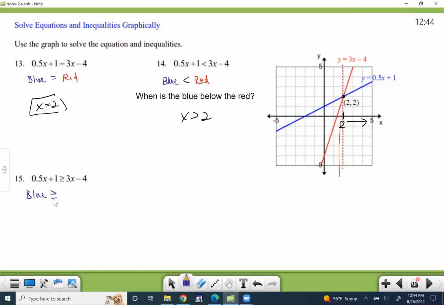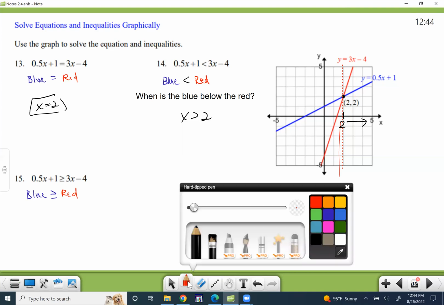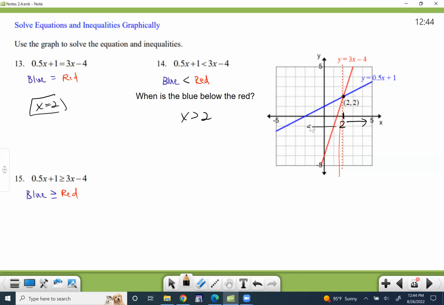If we look at number 15, now we want to know, when is the blue greater than or equal to the red? Well, the blue is greater than the red on the other side of 2. If I look at the left side of 2, you can see the blue is higher. So I'm going to say when x is less than or equal to 2. If you go to the right of this line, the red is higher. If you go to the left of this line, the blue is higher.